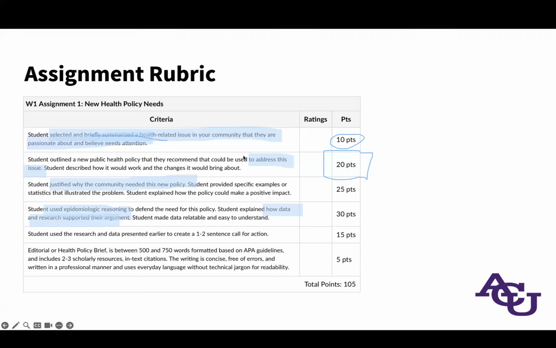And we can see that the greatest amount of credit here is given for outlining the policy in more detail than it was originally introduced, justifying it, and backing that up with data and references to research.